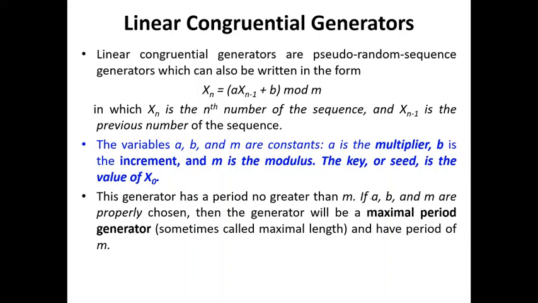So what is this maximal period or maximal length generator? The highest period can be m, or usually we say it is m or m minus 1. If I am able to generate a pseudo-random sequence generator with repeatability after m or m minus 1 values, then it is called a maximal length LCG.